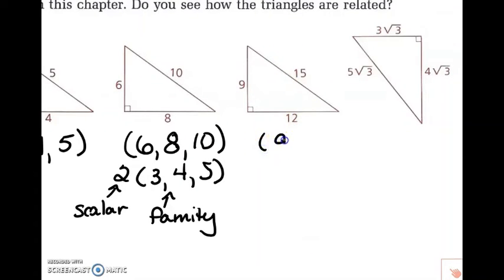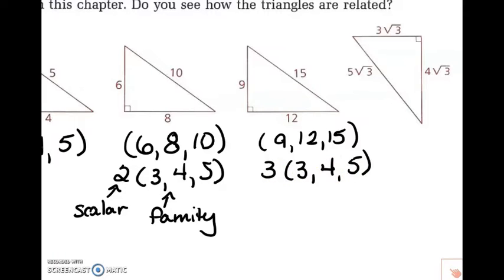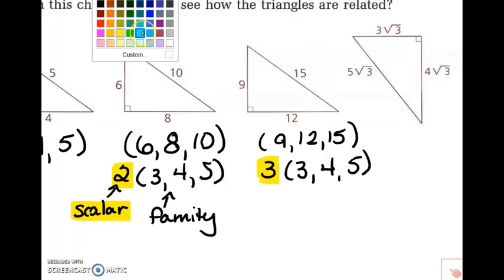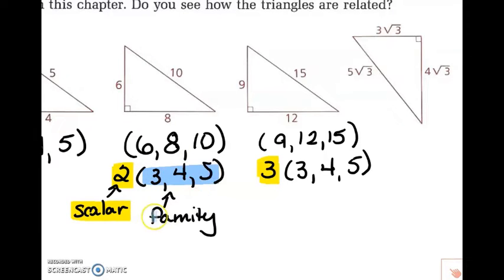Here also, I can write the sides from smallest to largest, and I notice I can factor a 3 out. 9 divided by 3 is 3, 12 divided by 3 is 4, 15 divided by 3 is 5. So the scalar is 3. The family is a 3, 4, 5.